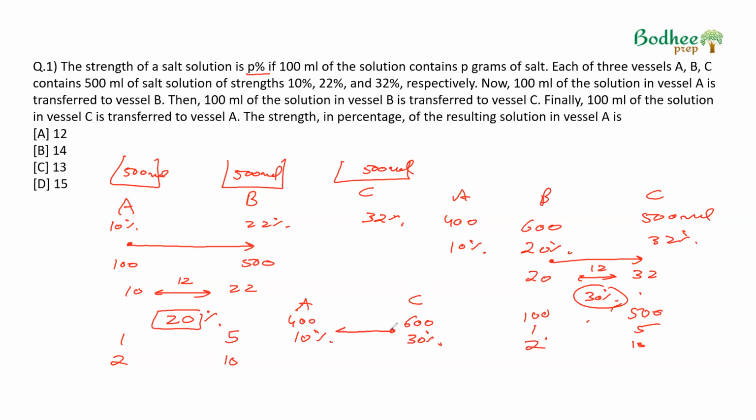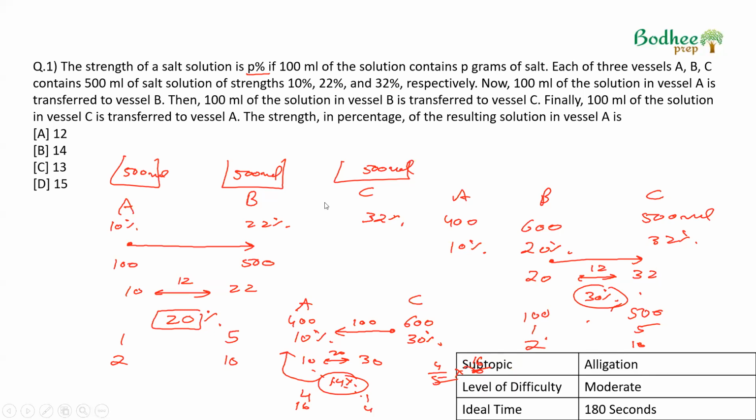Now 100 ml goes from C to A. So what will happen is we'll have 10 and 30. The ratio in which they are mixed, A has 400 ml and C has 100 ml. So ratio 4:1. We look at the difference here, 20, split that in the ratio 4:1. So 4 by 5 of 20, which is 16, and 1 by 5 of 20, which is 4. Either add 4 to 10 or subtract 16 from 30. We get 14% as the concentration in vessel A.